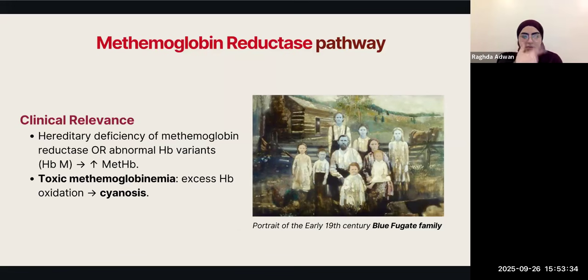The reason why I brought this up is it's in the lecture, number 1. Number 2, when you have methemoglobinemia and you're not able to carry oxygen properly, you're going to end up with cyanosis, which is just bluish discoloration of the skin.